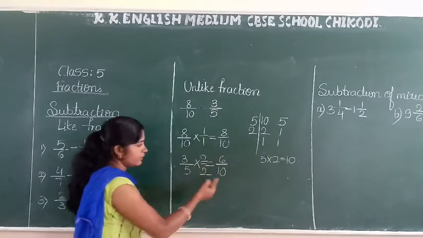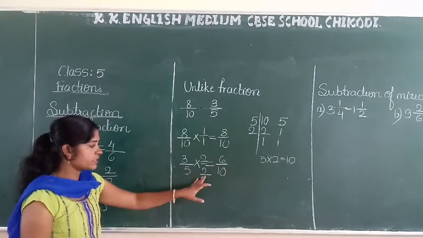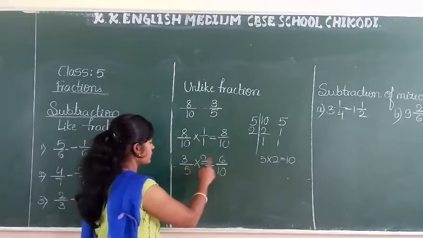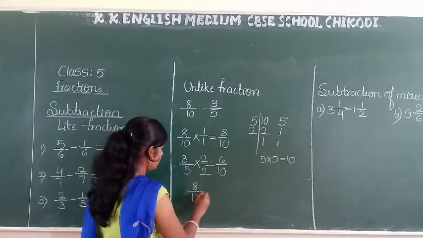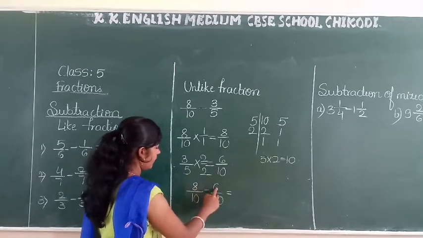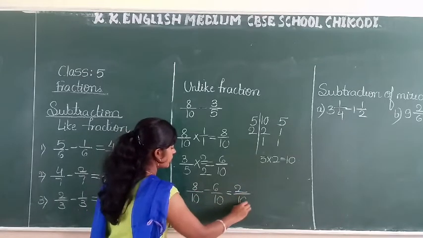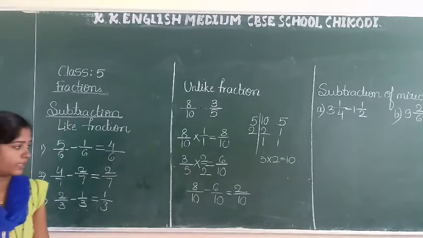When you are taking 2 here, the same number you have to take as a numerator. Okay, 3 twos are 6, 5 twos are 10. Then take 8 by 10 minus 6 by 10. Here 8 minus 6 is 2 and 10 as it is. Don't write 0 here. If you write like this you will get a wrong answer.